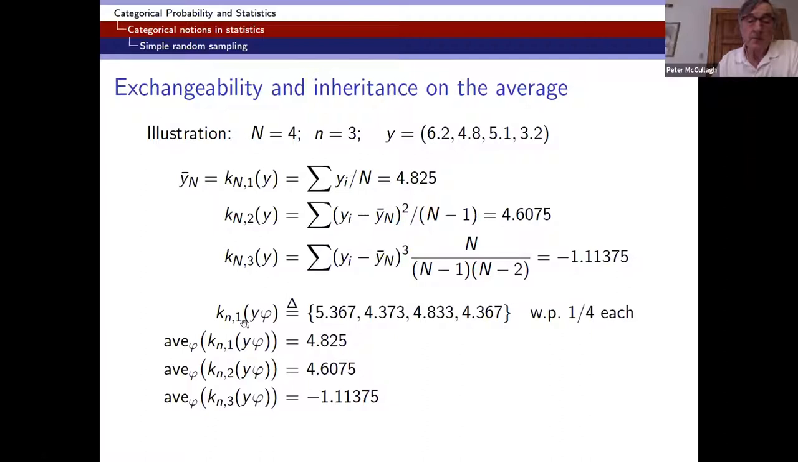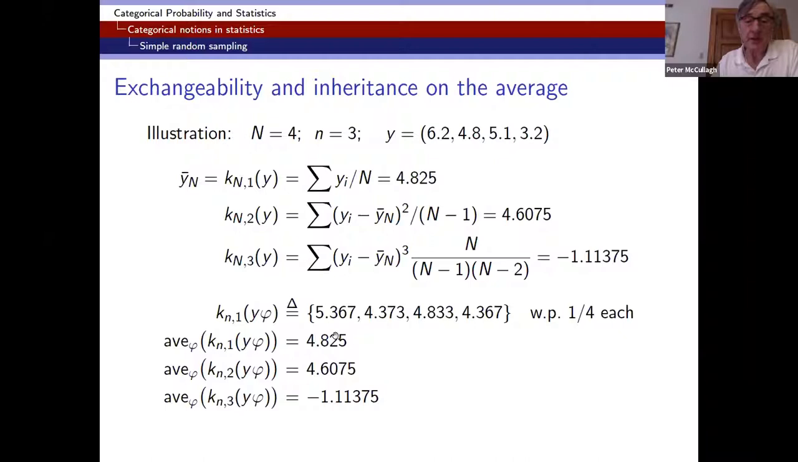Now, if you calculate on the smaller sample for n equal to 3, what are the possible averages? You find that the possible averages are these four with a probability of a quarter each. And the average of those averages is 4.825, which is exactly the same as the average in the population.